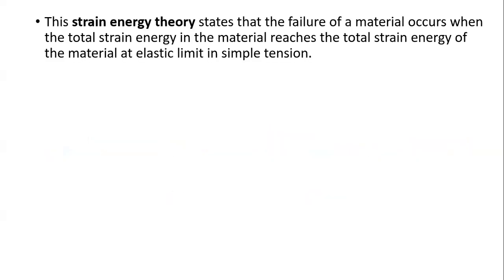As usual, we'll start with the definitions and also then we put in the factors that are involved in here. So in this case, we're saying that the strain energy theory states that failure of a material will occur only when the strain energy in that material reaches the total strain energy of the material at the elastic limit, and we're considering simple tension.